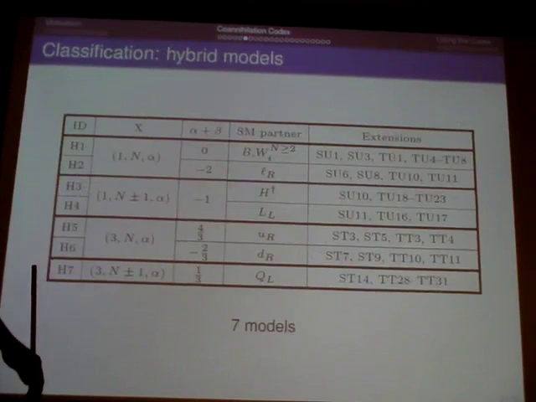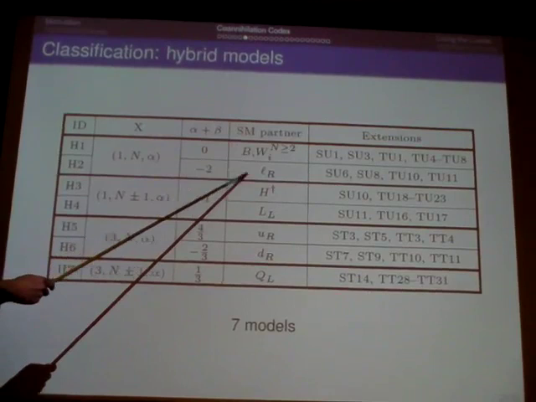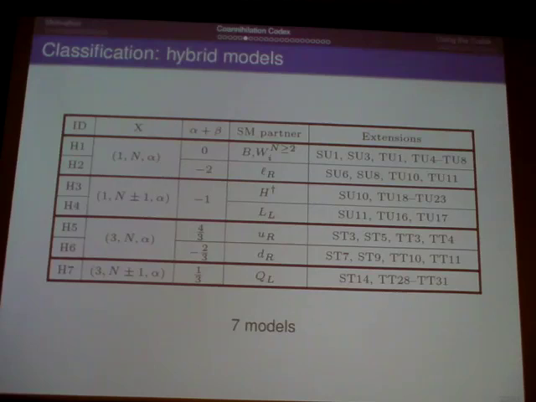And then, right, this is a table for the hybrid models. Here we have the dark matter in 1, n, beta. We give the X representation, the alpha plus beta, and the standard model partner that interacts with the X and dark matter. And then we say which S or T channel model it can be extended to if you add a mediator. But the main point of this slide is that these are all of the hybrid models that we found. There's only seven lines, seven different models.